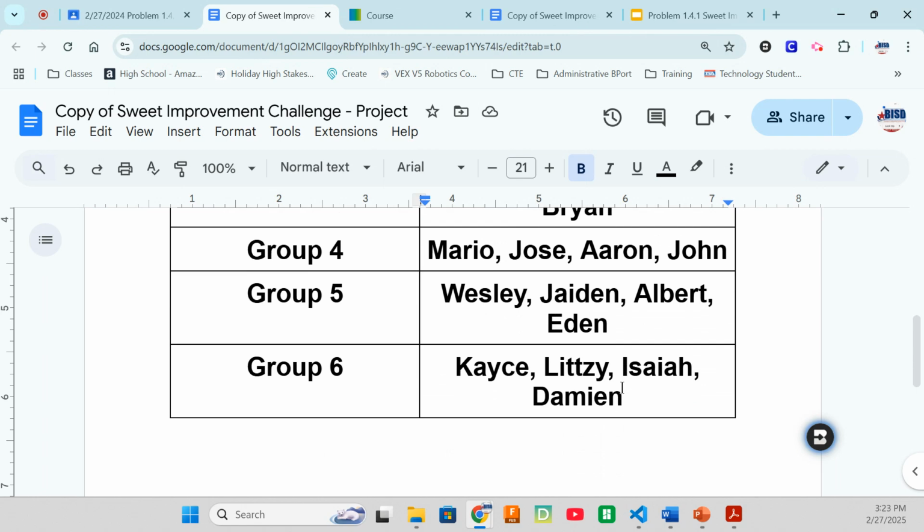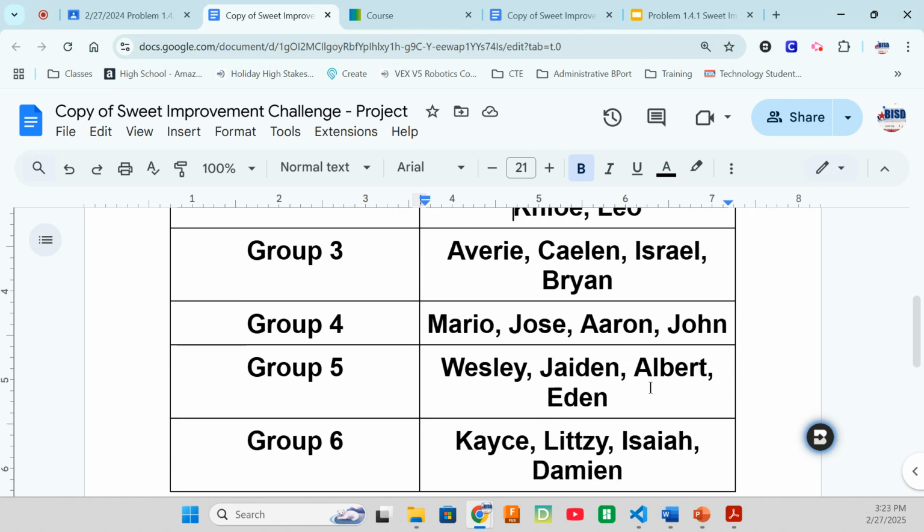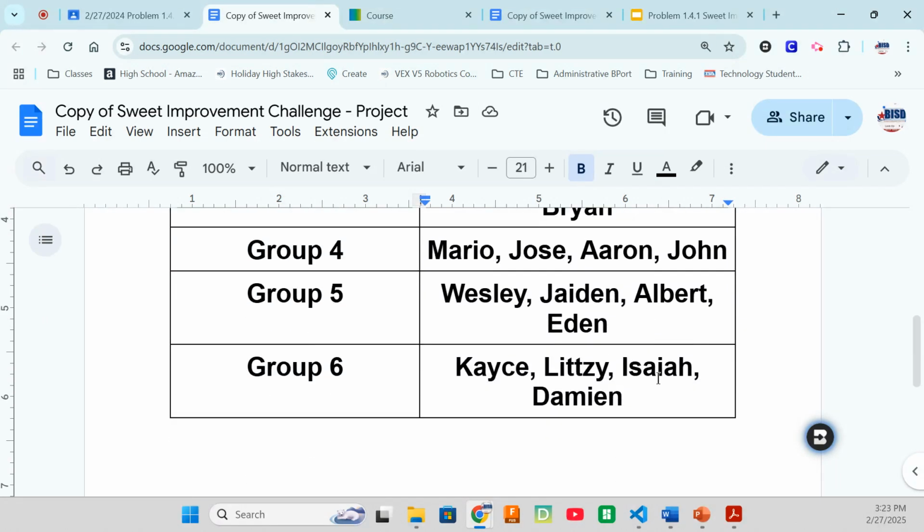And group 6, let's put you guys on the left side of the room. I think I got everybody. So we have 6 groups of 4.